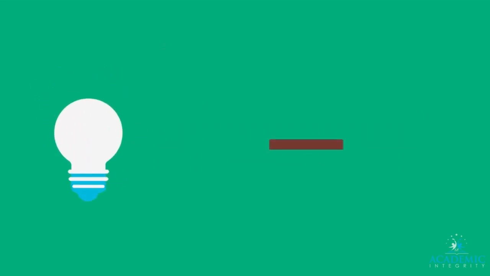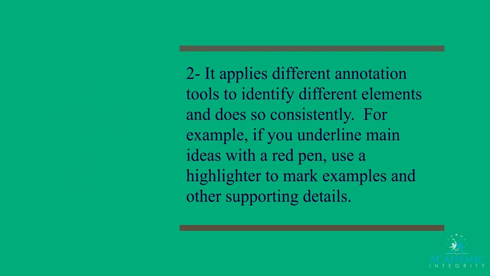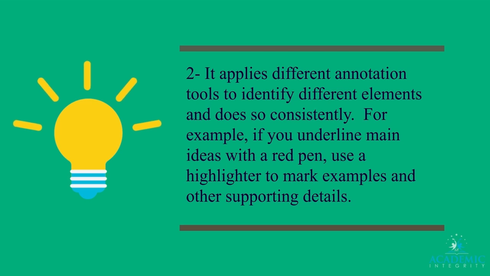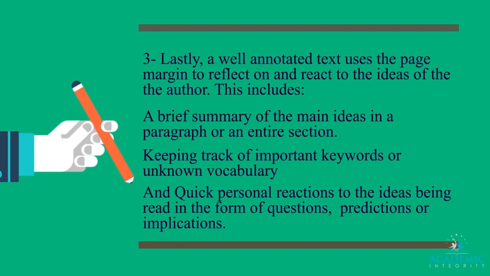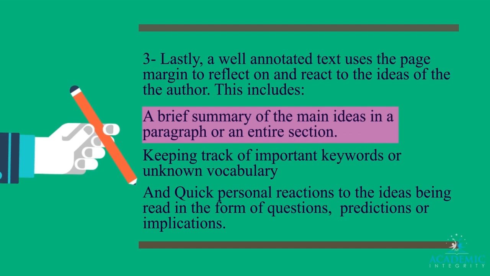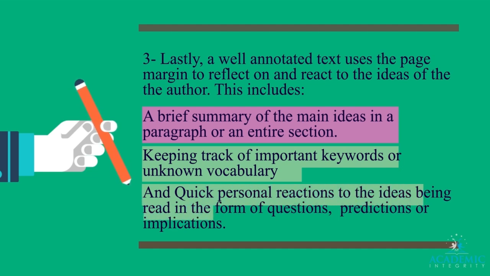It applies different annotation tools to identify different elements and does so consistently. For example, if you underline main ideas with a red pen, use a highlighter to mark examples and other supporting details. Lastly, a well-annotated text uses the page margin to reflect on and react to the ideas of the author. This includes a brief summary of the main ideas in a paragraph or an entire section, keeping track of important keywords or unknown vocabulary, and quick personal reactions to the ideas being read in the form of questions, predictions, or implications.